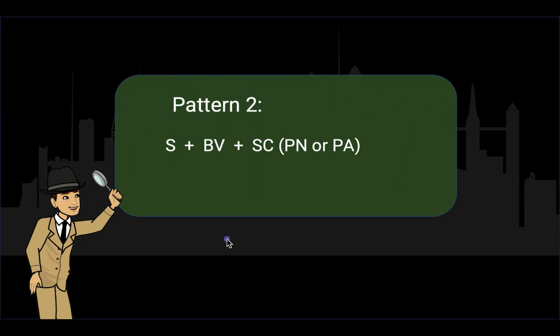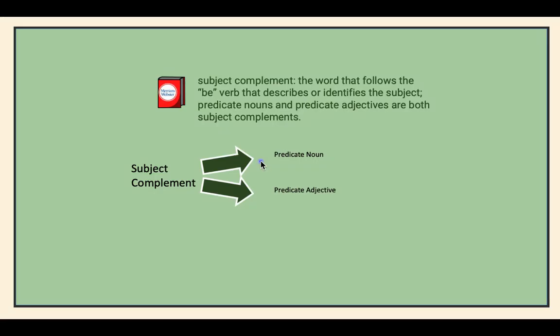The new element of pattern 2 is the PN or PA, also called subject complements. Predicate nouns and predicate adjectives are both subject complements. That means that they both rename or describe the subject. There is still just the one noun, the one Jack or the one Robbie. We merely have 2 different ways of stating this noun.